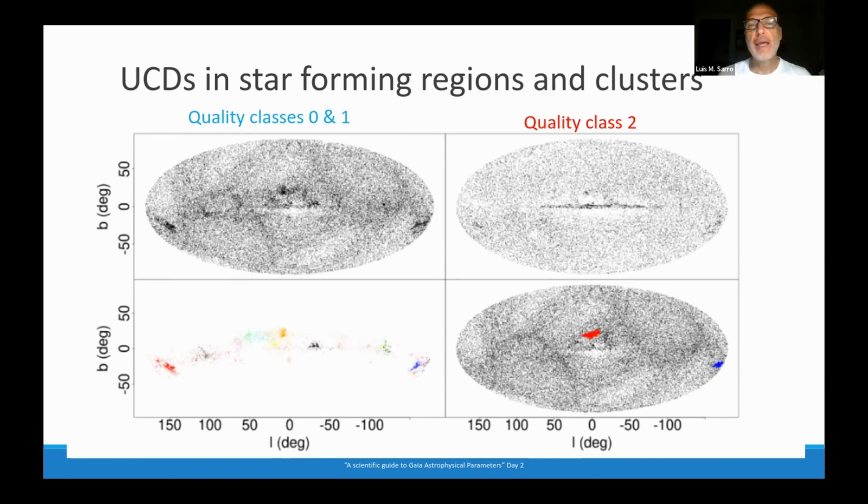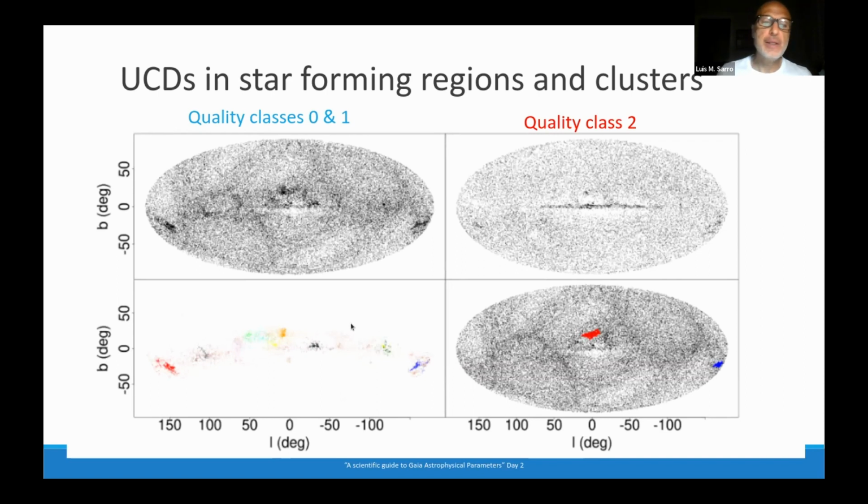Okay, so again, this is the distribution of the 94,000 sources in the sky. Quality classes 0 and 1. Quality class 2, you see that the contamination due to extinction near the galactic plane is mostly concentrated in class 2.